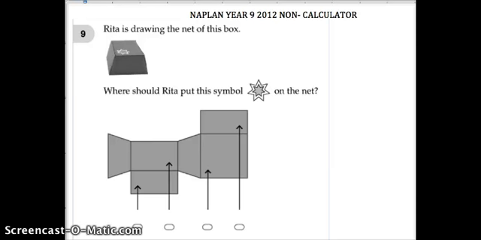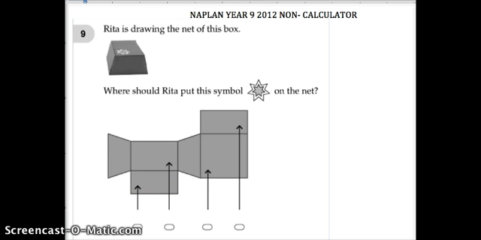This is NAPLAN 2012 non-calculator question 9. Rita is drawing the net of this box here, and here is the net down the bottom. Where should Rita put this star symbol on the net? This position here, there, or there? Pause the video and attempt the question.